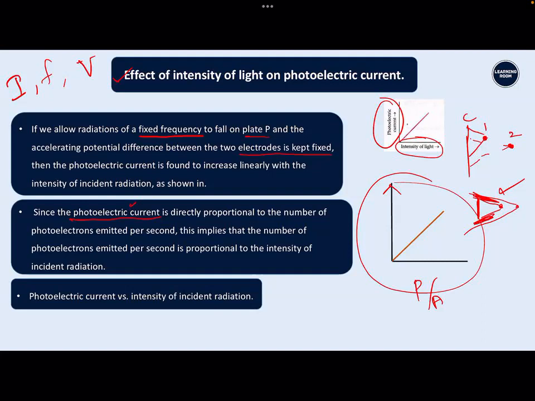Yeah. So yesterday we were discussing the effect of intensity of light on the photoelectric effect. I hope there is no doubt in it. Do you have any doubt? No? Sure. So what is intensity? The amount of power radiated per unit area is called intensity.